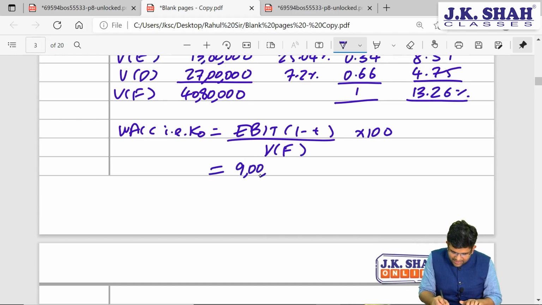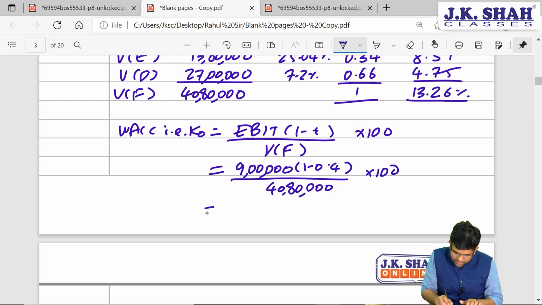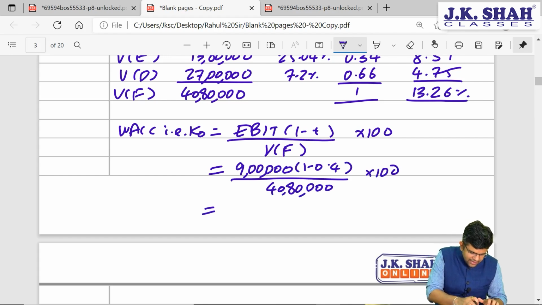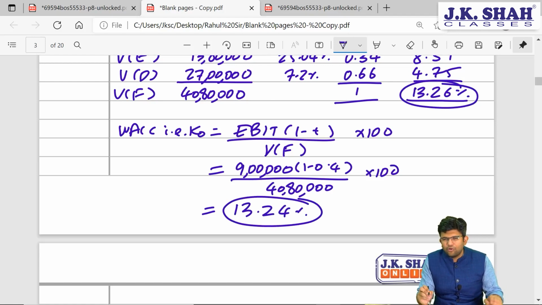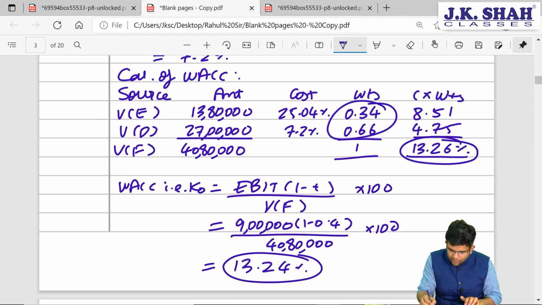EBIT is 9 lakhs, tax rate is 40%, and value of firm, children, is 40,80,000. If you do the calculation, students, 9 lakhs into 60%, or minus 40%, divided by 40,80,000 into 100, you will get 13.24%. Children, this is just a rounding difference because we have rounded off a lot of stuff here. Everyone clear? Otherwise the answers are the same.